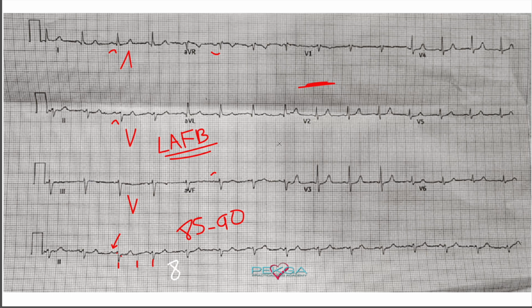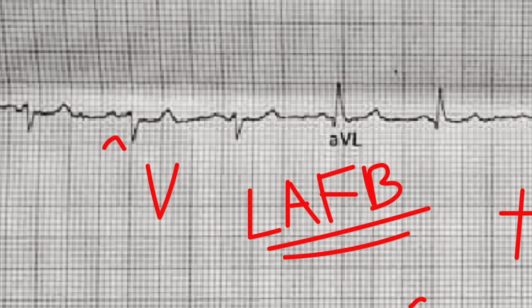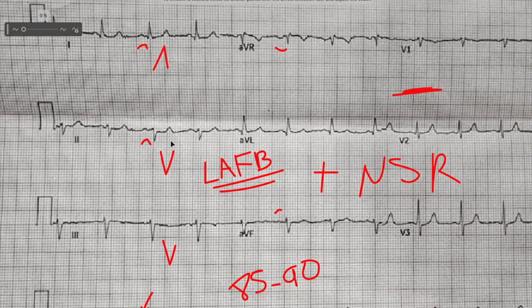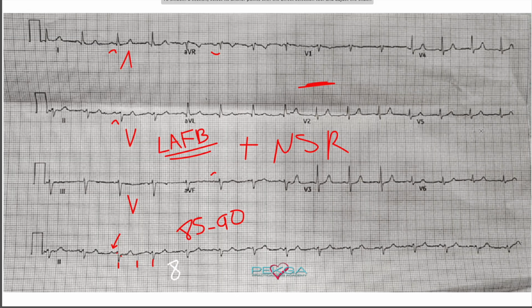Converted into normal sinus rhythm with left anterior fascicular block. And the rate is 85, 90 beats per minute. Your machine should tell you that, right? I didn't really go into the PR interval. It appeared to be just fine over here. However, when we take a closer look at it and some other leads, which we will be doing in the deep dive video, there's a couple other things that show up.